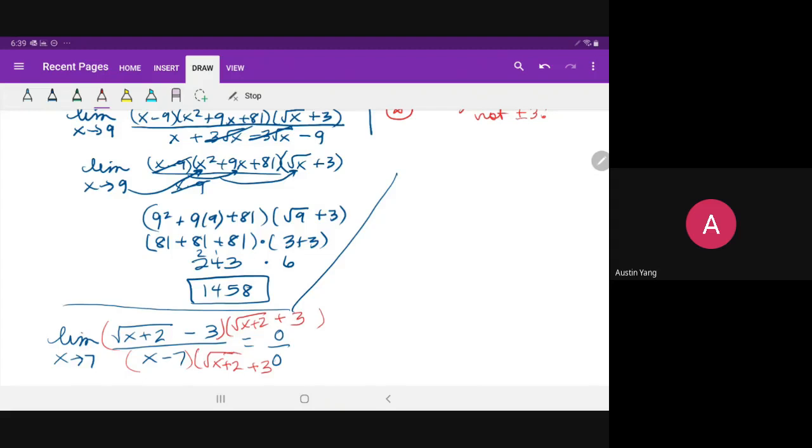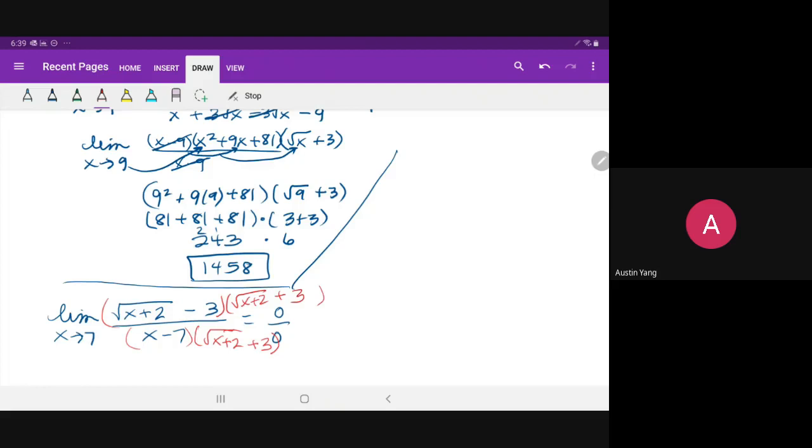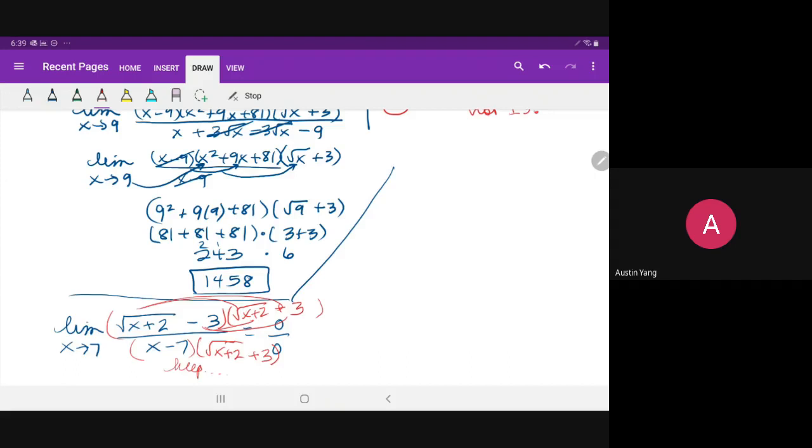So in chapter one, we did this too. Anyway, you multiply by the numerator and only distribute out the conjugates. Don't multiply out this bottom, so you would keep this bottom. And eventually the x minus 7 would cancel, and then you would substitute the 7 back in. We're not going to do that one, but I just wanted to show you. Okay, so I'm going to go back up to this other side.